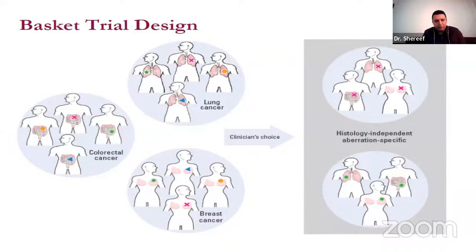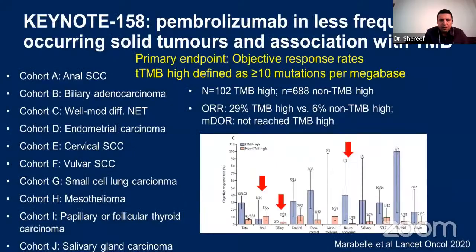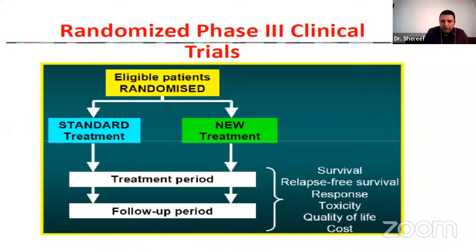We have a lot of basket trials in recent years. This is one of them, the Keynote 158. We are testing the activity of pembrolizumab in patients having high tumor mutation burden across different tumors, as you can see in this diagram. We have as well the NTRK inhibitors that have been tested against patients having NTRK fusions in different solid tumors, and the approval of medications like larotrectinib and others was based on this kind of basket trial, testing these medications against patients having NTRK fusion across different solid tumors.